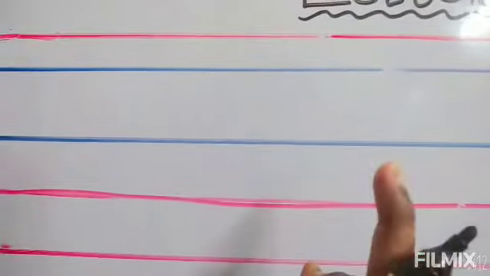Okay, we start writing letters. Whenever you are writing capital letters, you can use only the top 3 lines, meaning red line, blue line, blue line. Don't touch the down red line. Okay, now we'll start.